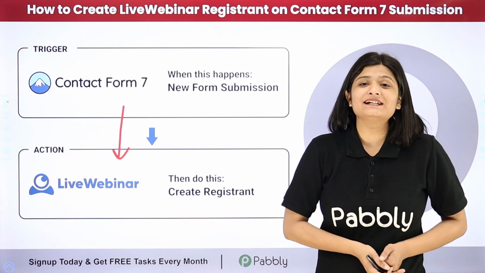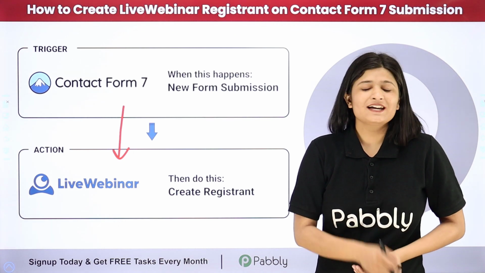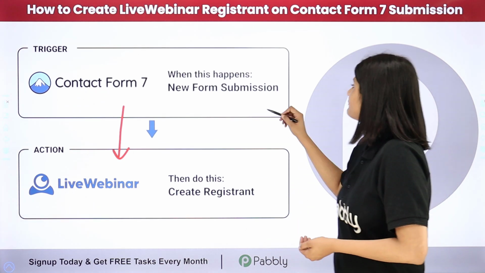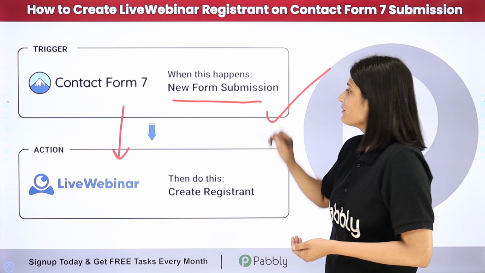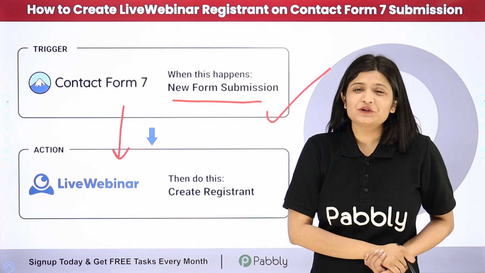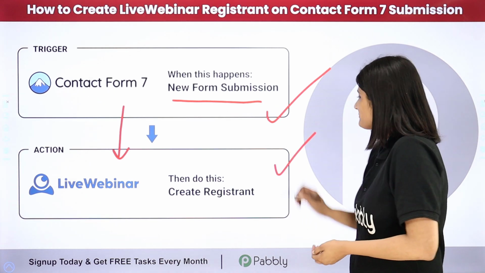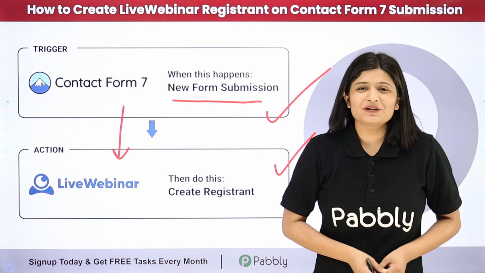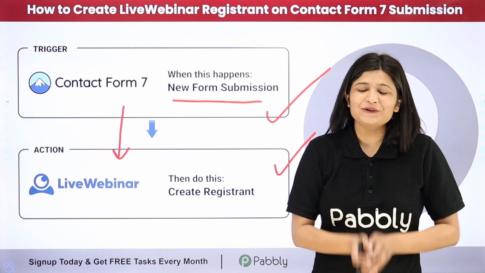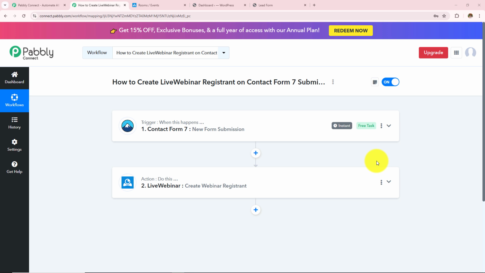With the help of Pabbly Connect, I am going to build this connection in such a way that whenever I receive a new form submission from my Contact Form 7, a registrant will be automatically created in my live webinar. Now, if you want to learn this amazing automation step by step, then let me take you all to my screen. In this video, we are going to see how to create a live webinar registrant on Contact Form 7 submission.